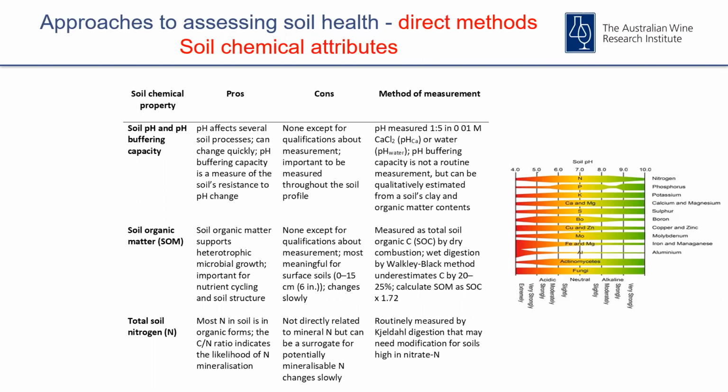Total soil nitrogen. Most nitrogen in soils is in those organic forms, and the C/N ratio indicates the likelihood of nitrogen mineralisation as well. Some of the negatives: it is not directly related to mineral N, but can be a surrogate for potential mineralisable N, and does change slowly.